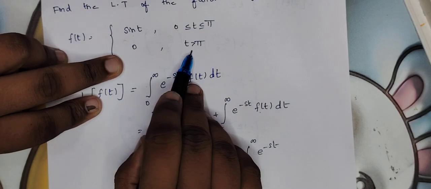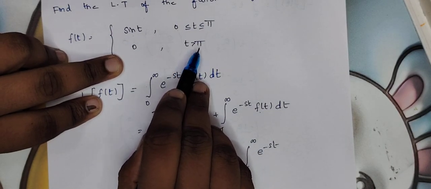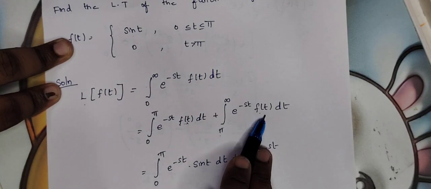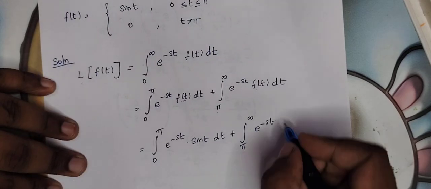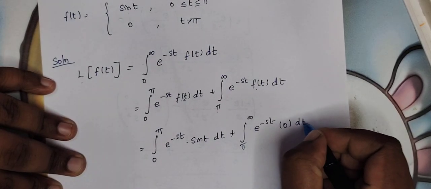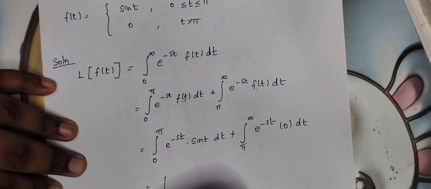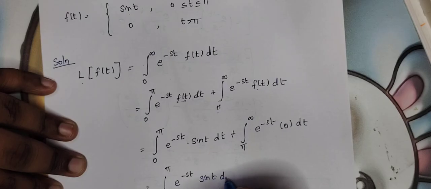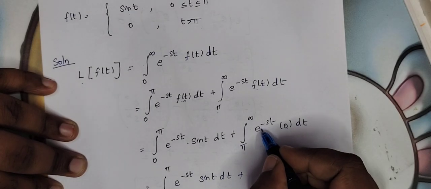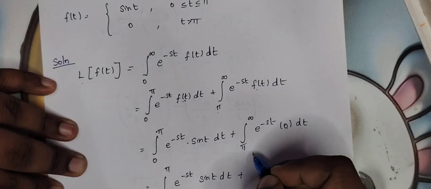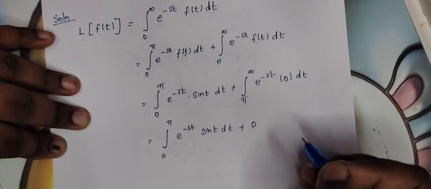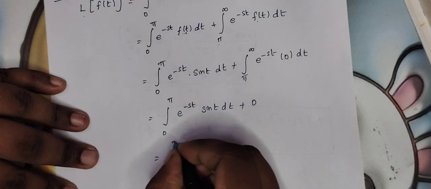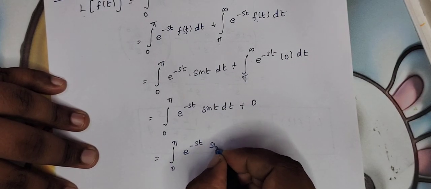In the interval pi to infinity, f of t value is 0. So now I will put f of t value as 0, so this is into 0 dt. This is equal to the integral from 0 to pi of e power minus st sin t dt plus 0 into e power minus st, which is 0. If we integrate, the whole term will be equal to 0. Therefore only the first interval remains: the integral from 0 to pi of e power minus st sin t dt.